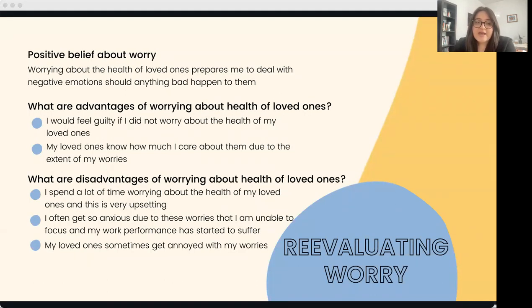The next step is to examine disadvantages and advantages associated with worrying. So if we keep the same example in mind, we may see that clients report feeling guilt if they don't worry about the health of loved ones. They may also report that worrying about their loved ones really helps communicate how much they care about them. But when it comes time to examine the disadvantages of their worrying, clients may also report feeling very upset over spending an excessive amount of time worrying, or difficulties with concentration because they're spending all of their time worrying, and also difficulties with their interpersonal relationships, especially if they're engaging in a lot of reassurance-seeking behaviors.